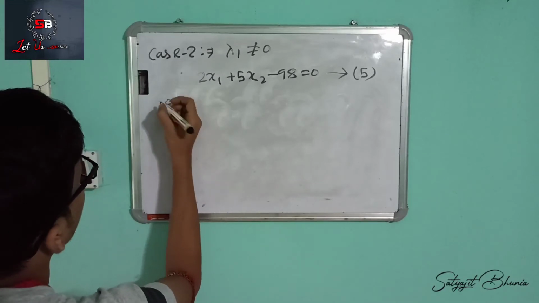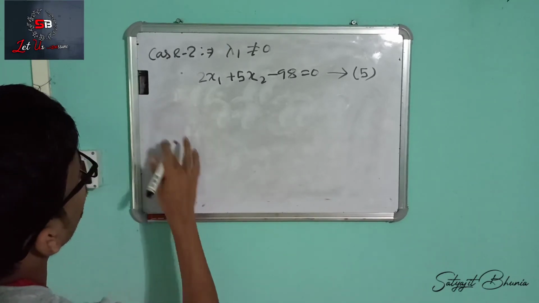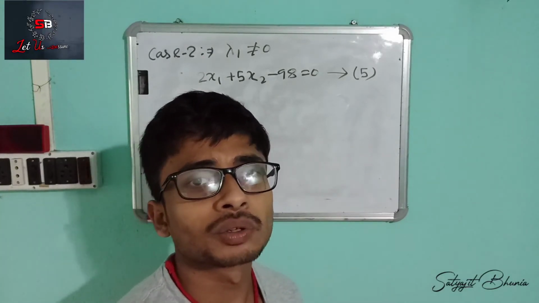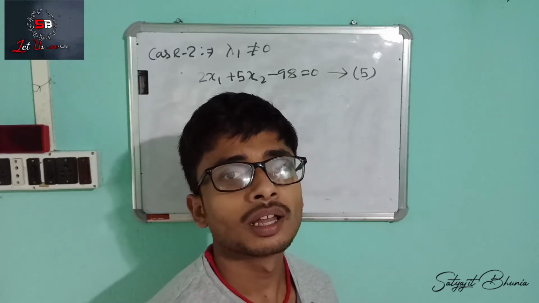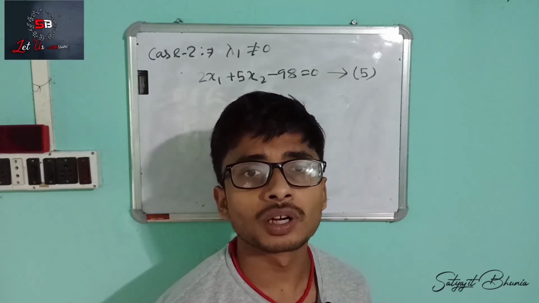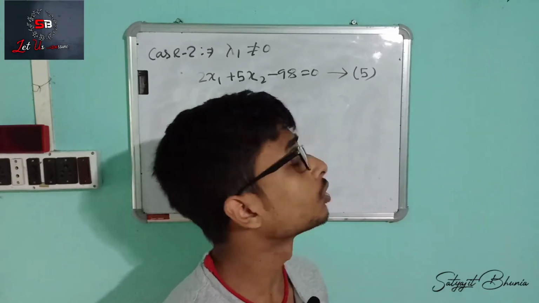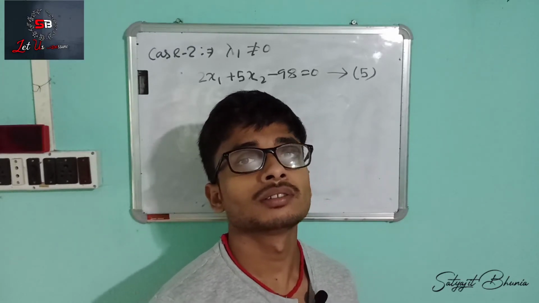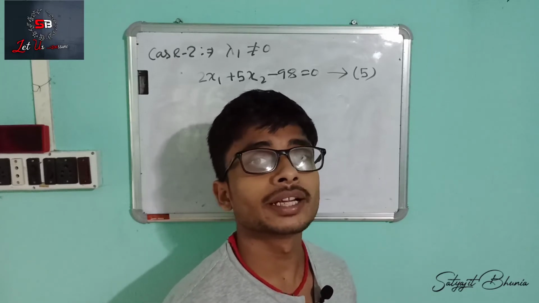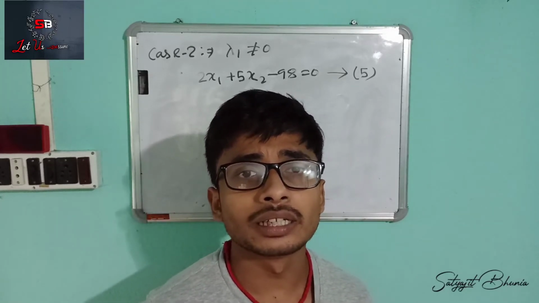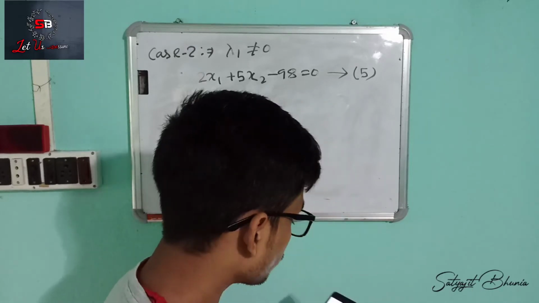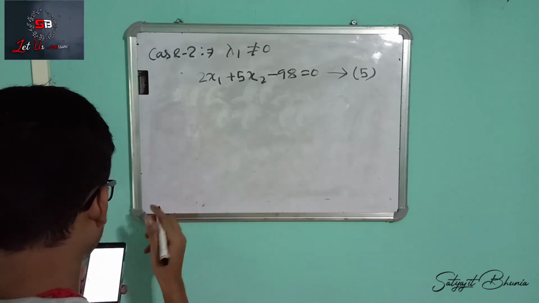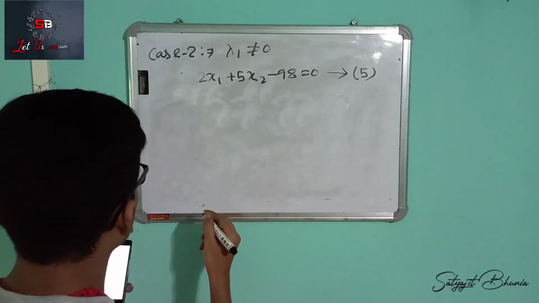Now solving, we have to solve number 1 and number 2, then we will get x1 and x2 in terms of lambda 1. We will put the values of x1 and x2 in number 5, then we will get the value of lambda 1, and from the value of lambda 1 we can easily get the values of x1 and x2 also. So we have to solve number 1 and number 2.